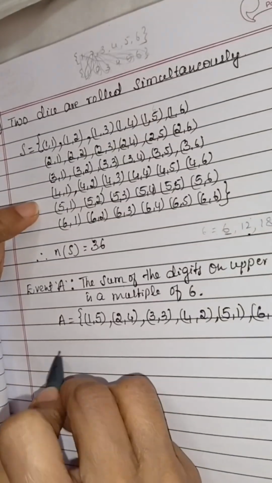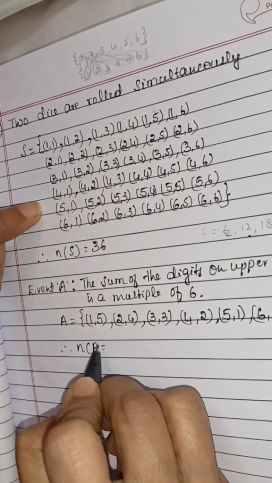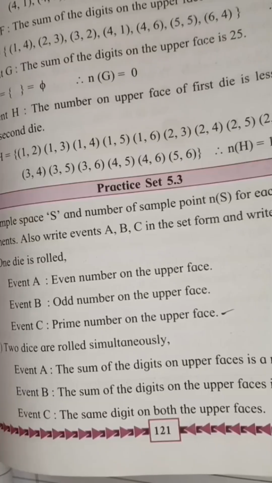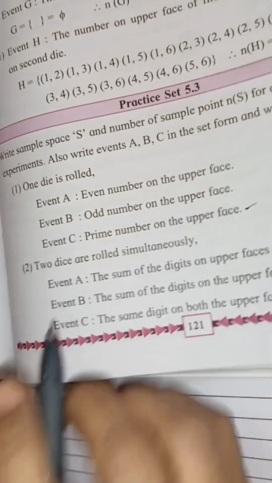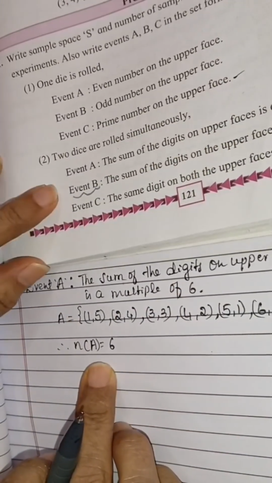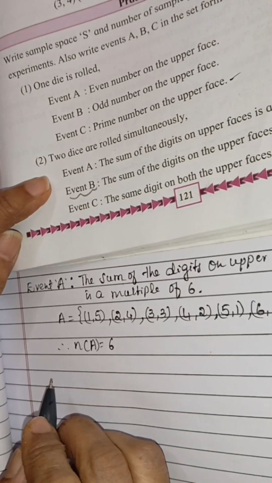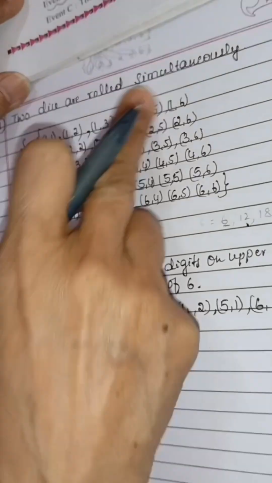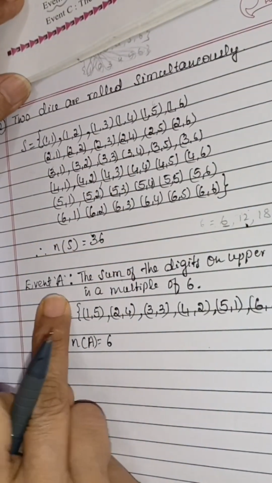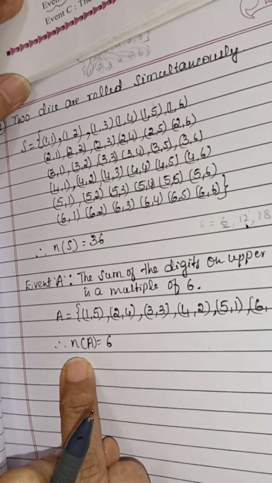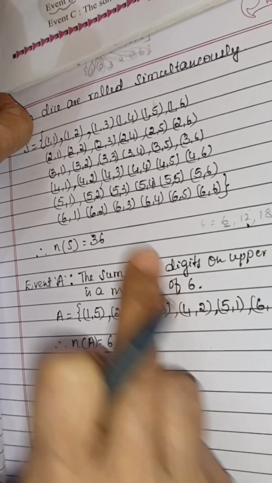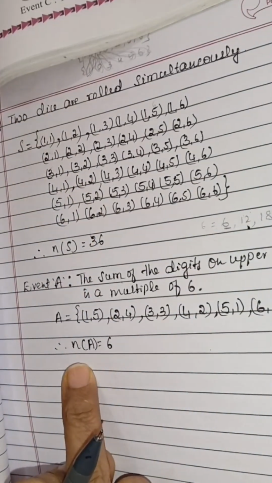Bracket close. Now, therefore, n of A is how many? 1, 2, 3, 4, 5, 6. N of A is 6. Now event B. For this event A, now event B. Here, when two dice are rolled simultaneously, this is the sample space and these are sample points. This is event A, it is a subset of the sample space. So this is now event B.